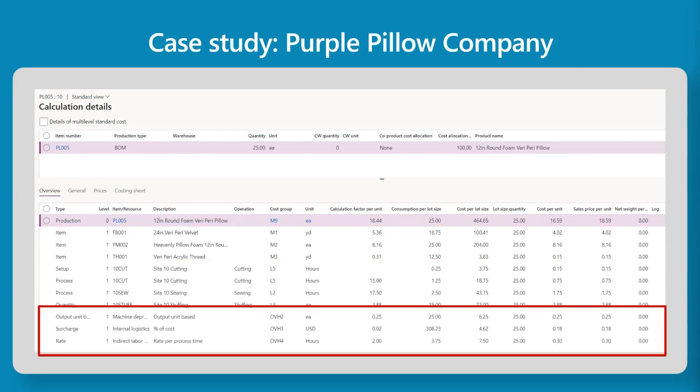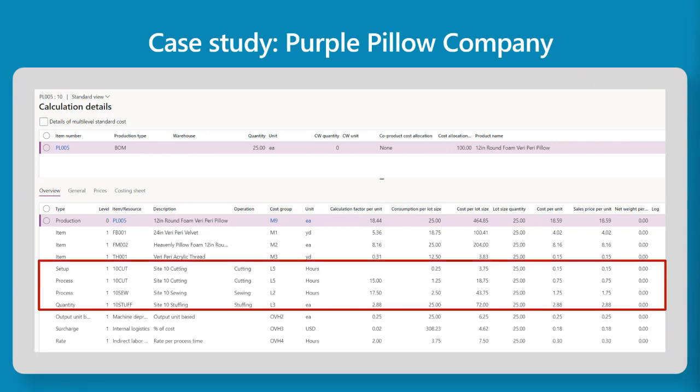The route contains 4 lines in the cost calculation related to our 3 operations for cutting, sewing, and stuffing. In our example, the cutting has both setup and process time, while the sewing time only has a process time, and the stuffing operation uses the quantity output to determine the cost contribution.